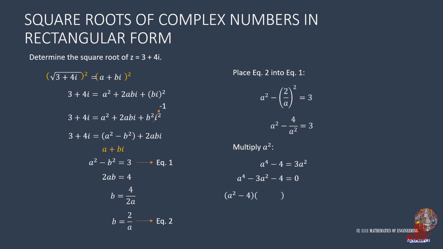The expression can be factored as a squared minus 4 times a squared plus 1. So equating them to 0, we get a squared as 4, where we can extract a as positive and negative 2. From the other factor, a squared is then equal to -1, and a is then i.